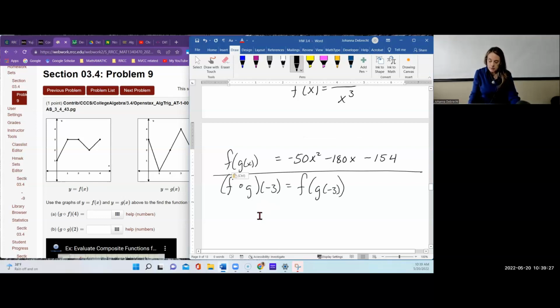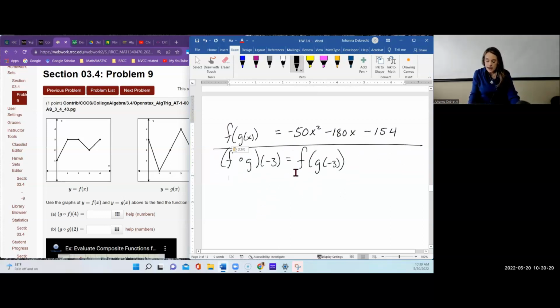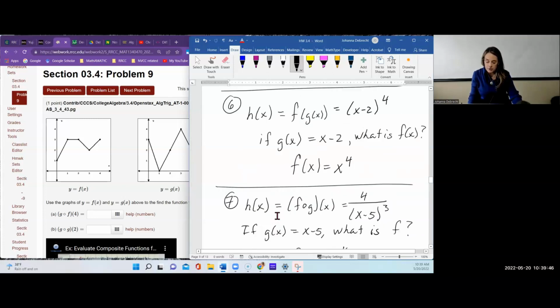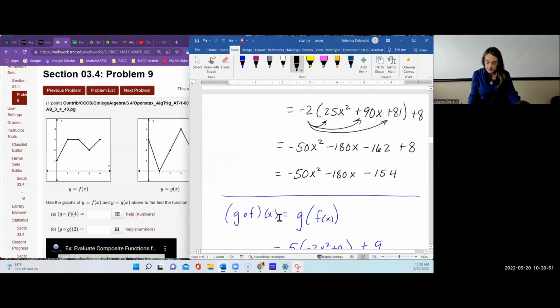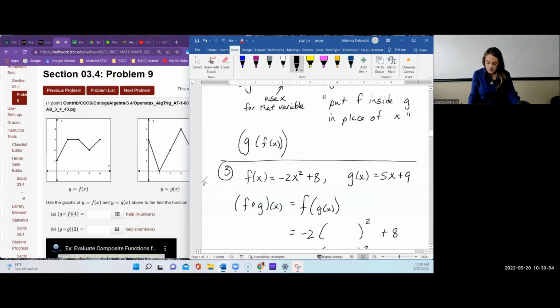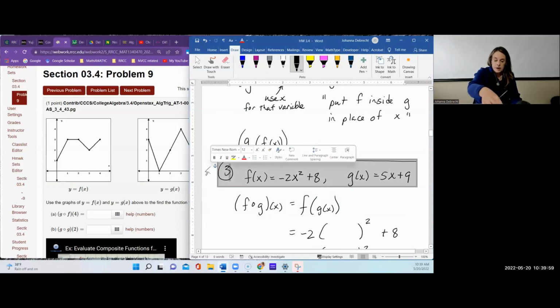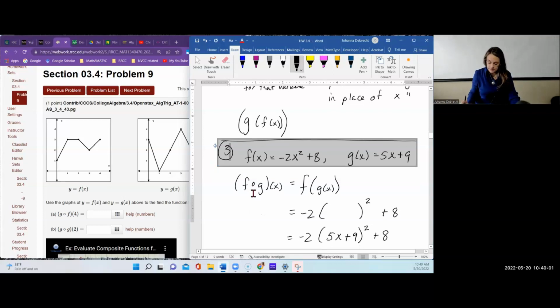Again, when we're looking at this problem, one of the things that we can do is replace the -3 into f composed with g. However, this also says that I could find g of -3 and get a number and substitute that number inside of f. Let's go back to this problem and see if we can recall what those functions turned out to be. This was problem number 3 originally.